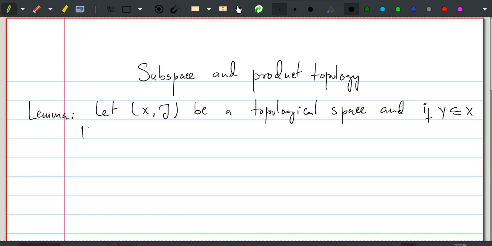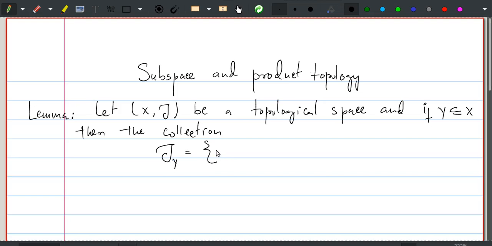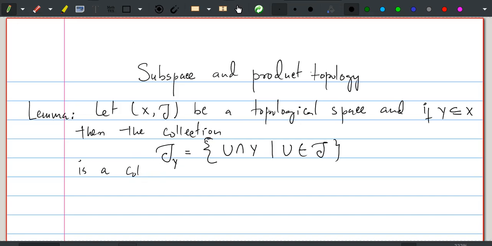then the collection T sub Y, which consists of all open subsets of X, whose elements are of this form U intersection Y, where U is in T, U is open in X. Then we claim this collection is a topology on Y.